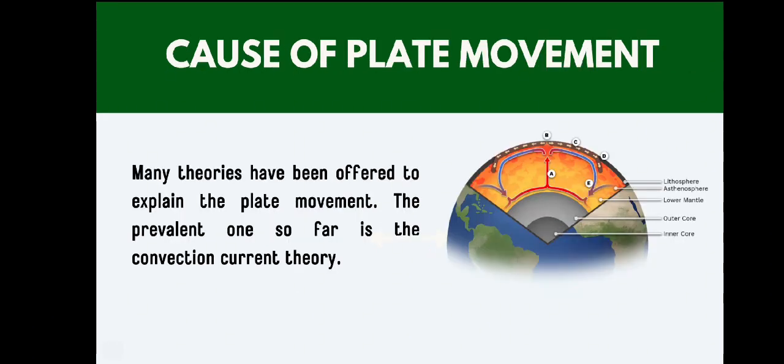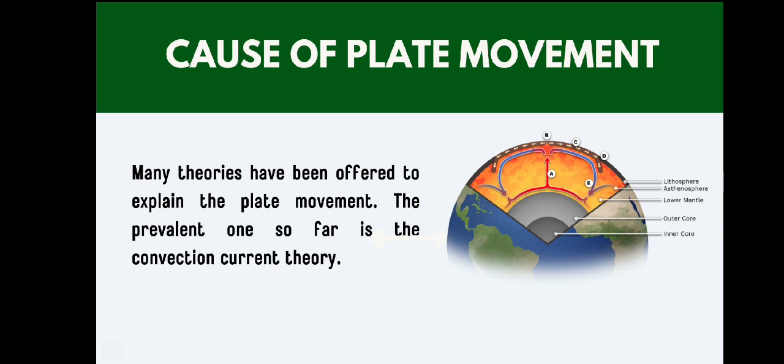Cause of plate movement. So what are the causes? So many theories have been offered to explain the plate movement. The prevalent one so far is the convection current theory. So what is the convection current theory? It is a scientific theory that explains the movement of heat from the Earth's interior to its surface. It was proposed by the British geologist Arthur Holmes in the early 20th century.